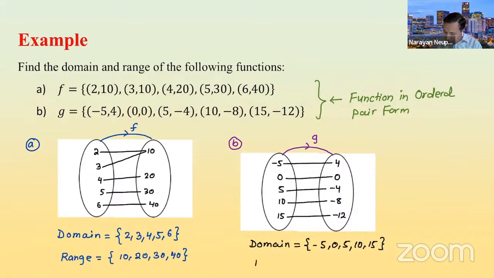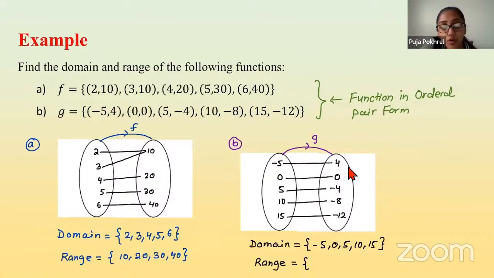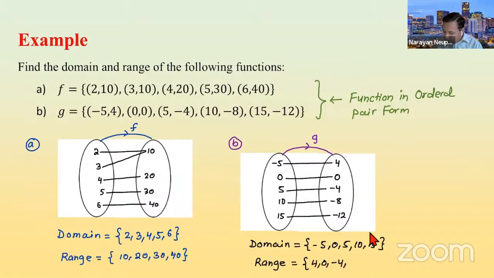Now let's think of writing the range. Let's see whom I can ask this time. Pooja, could you please unmute yourself and tell me what our range is here? The range is 4, 0, -4, -8, and -12. Awesome. Thank you. That is correct. So the range is 4, 0, -4, -8, and -12.